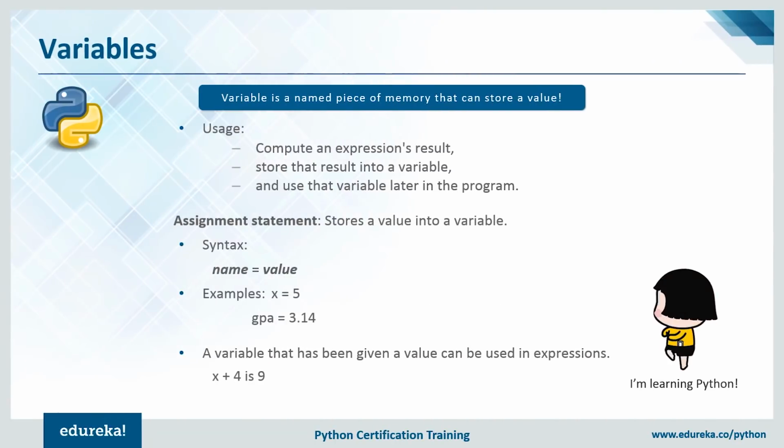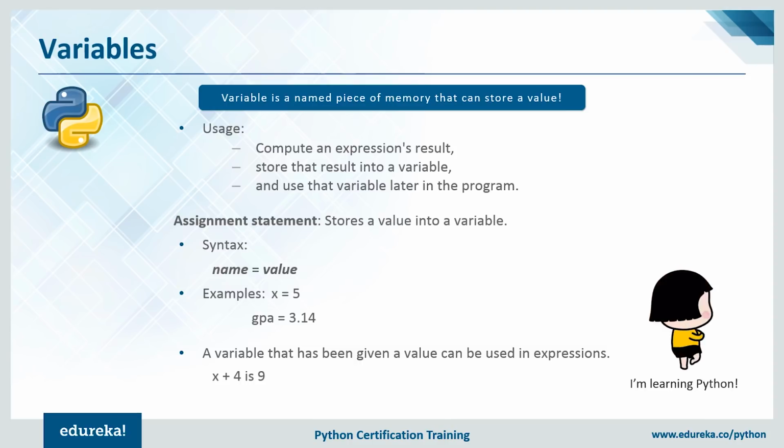So next up, we need to look at what variables actually mean. So guys, a variable is a named piece of memory that can be used to store a value. How do you use variables? Well, let's say you compute an expression's result, right? And you store that result into a variable. And the overall goal is that you later make use of that value stored in the variable.